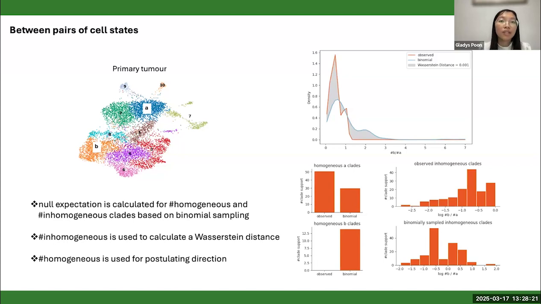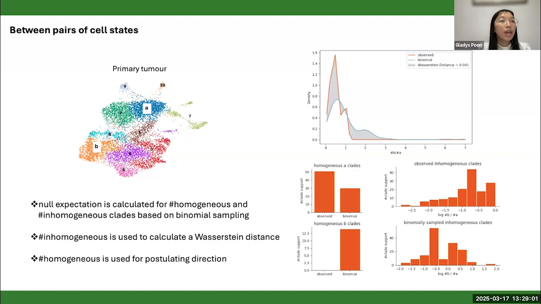And for the inhomogeneous clades, for sibling clades that have a clear intermixing of the two different cell states, we again look at the ratio of number of B versus number of A. So that is the orange curve that you see on the top right plot there. And we compare this curve with what is expected if we instead had a binomial distribution in combination with the consideration of our leaf size distribution, what would be the difference in the distance across the two? So that's just a metric telling us how different these distributions are.